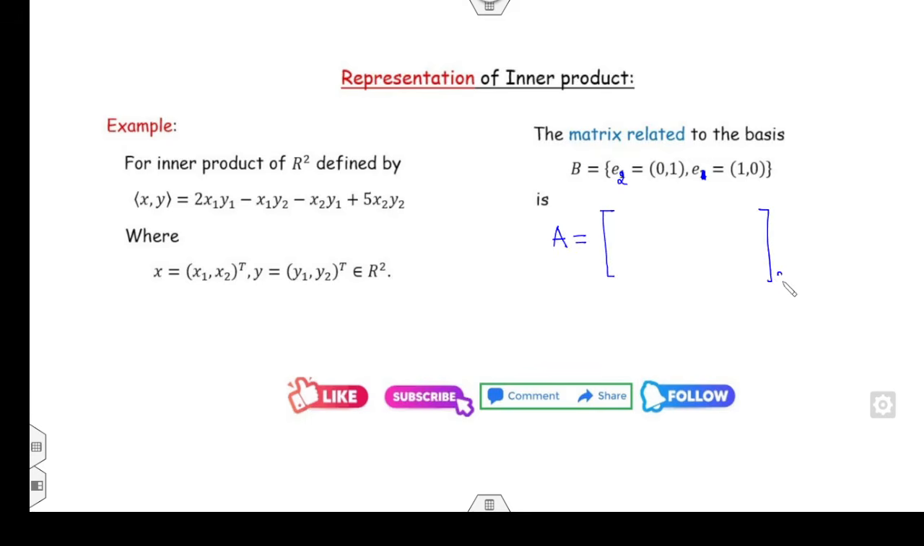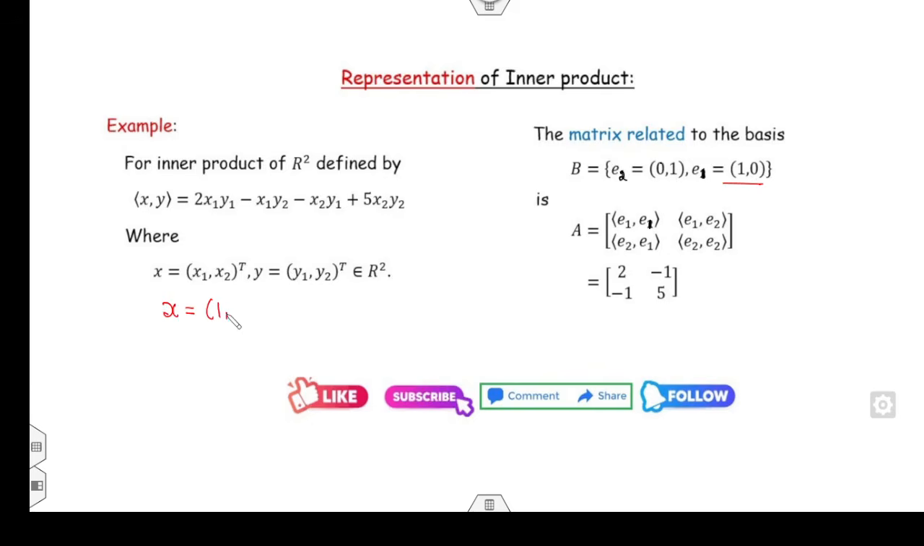Now there are two bases. It's a 2 cross 2. We can define E1. This is the 1 comma 1 element. This is the 1 comma 2 element. It's the 2 comma 1 element. And it's the 2 comma 2 element. Fine. Now you can find the value of E1. What is the value of E1? E1 is my 1 comma 0. That means X is my 1 comma 0. Y is my 1 comma 0.